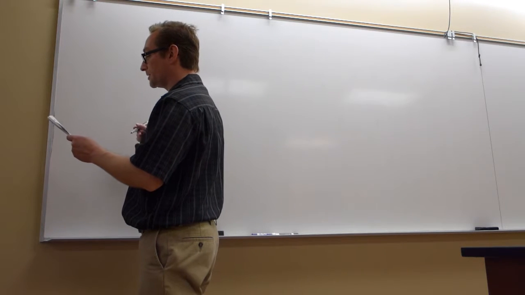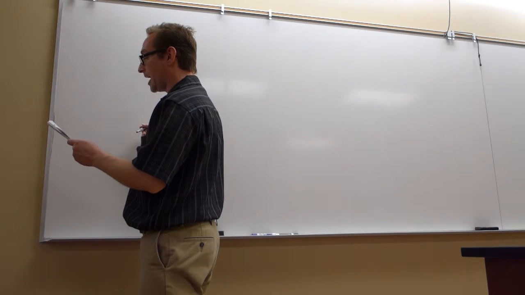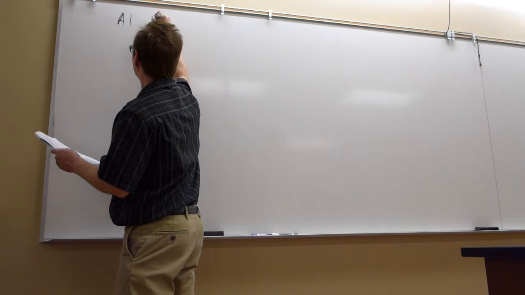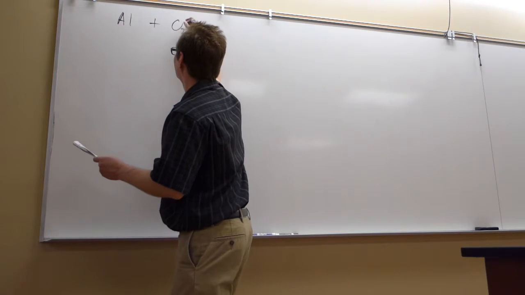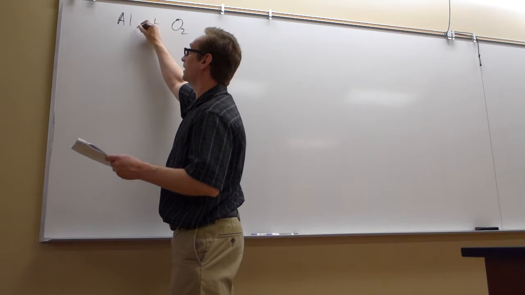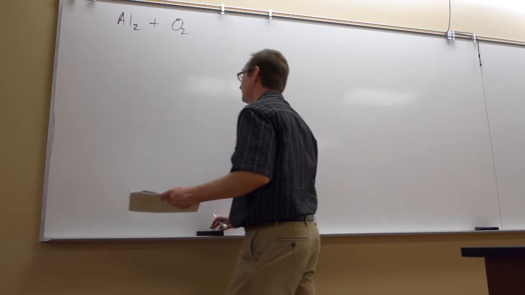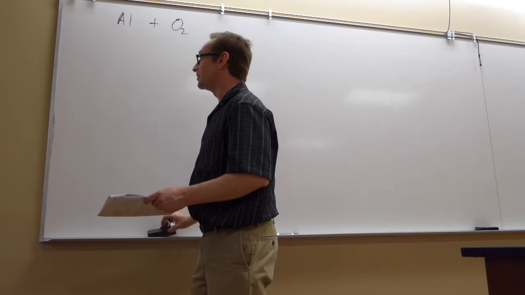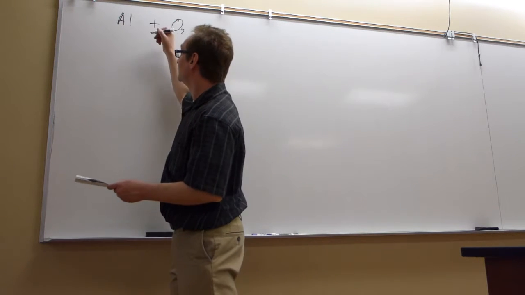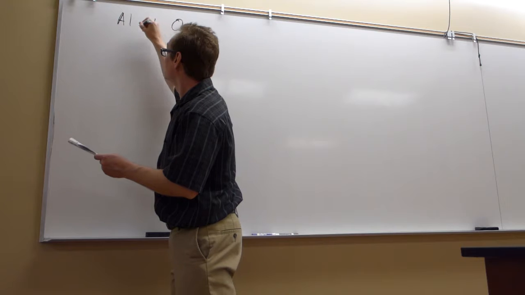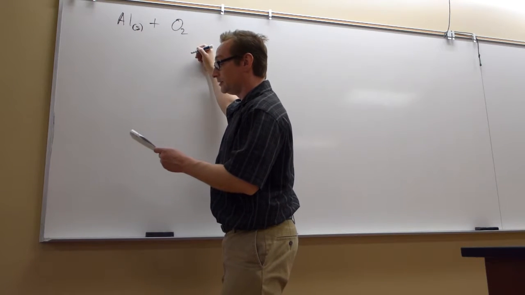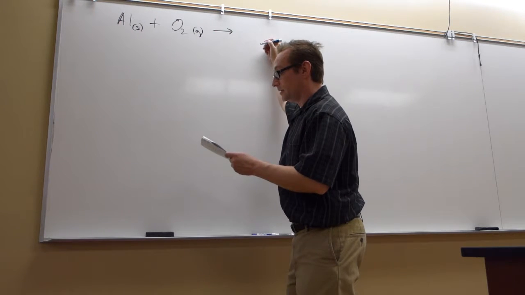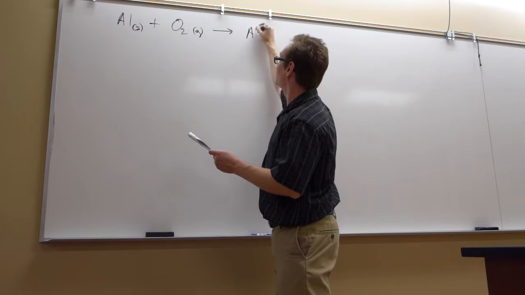Okay, so it says aluminum and oxygen react to form aluminum oxide. So we have aluminum, oxygen. How do I know aluminum isn't like Al2? How do I know that? It's not one of the diatomic elements, right? So it's just aluminum, metal. All right, so aluminum, metal, oxygen gas. All right, and then aluminum oxide is my product.